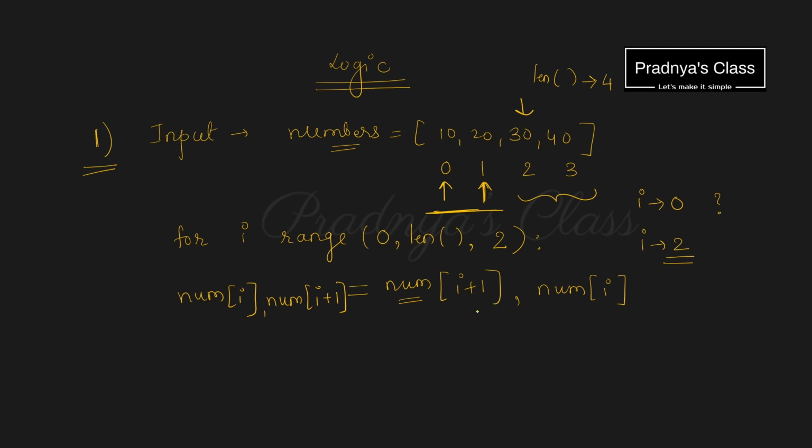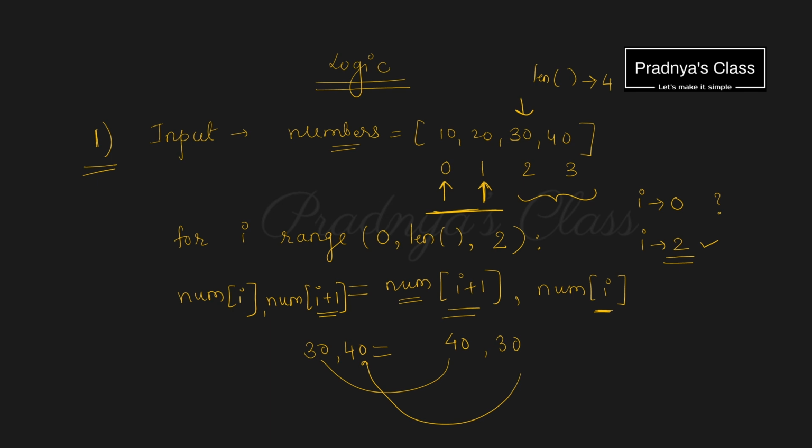Now look at the elements, whether you are swapping correct elements or not. At the index 2 we have 30. With i plus 1 we will get 40. 40 will get swapped with 30. After this, the element at the index i, which is 30, is going to swap with the element which is at the index i plus 1, which is nothing but 40. So 40 becomes 30, 30 becomes 40. It means it is working fine.